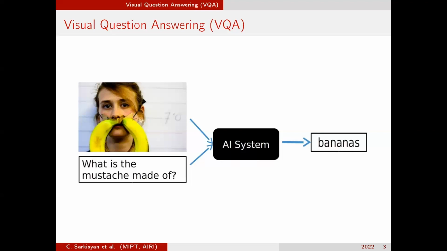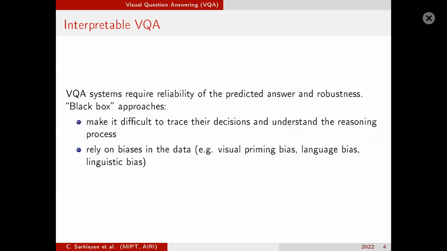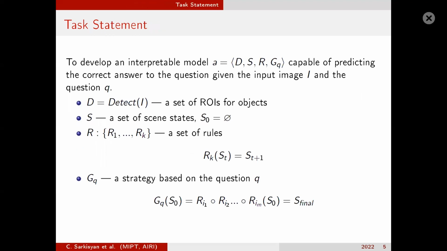That is why VQA systems require reliability of the predicted answer and robustness. This leads us to the problem of an interpretable VQA. Existing deep learning and other black box approaches make it difficult to trace models' decisions and reasoning process. Moreover, such approaches often rely on different biases in the data. So our aim was to solve the VQA task in an interpretable way. The interpretable VQA task is formulated as a development of an interpretable model capable of predicting the correct answer to the question, given the input image and the question.